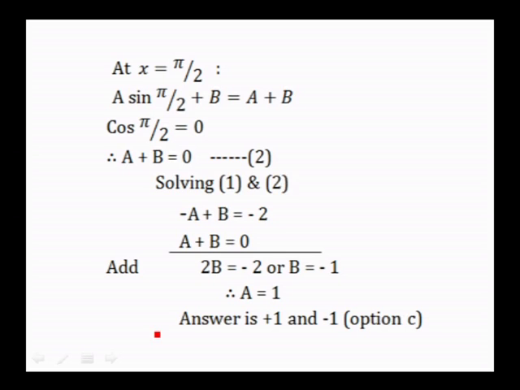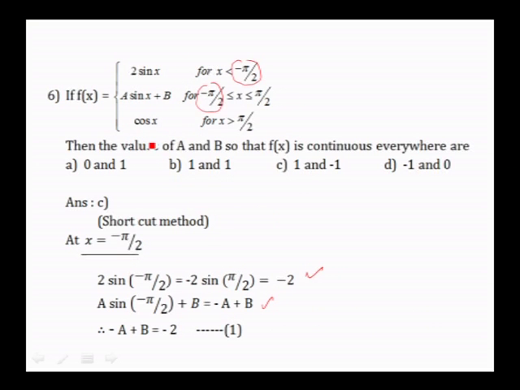Similarly, if you take the right break, x equals pi by 2: A sin pi by 2 plus B cos pi by 2. In the first one, it is A plus B, and in the second one, cos pi by 2 is 0. These two must also be same, so A plus B must be equal to 0. If you put x equals pi by 2, A sin pi by 2 plus B cos 90, cos 90 is 0. So, A plus B must be equal to 0, and you get another equation.